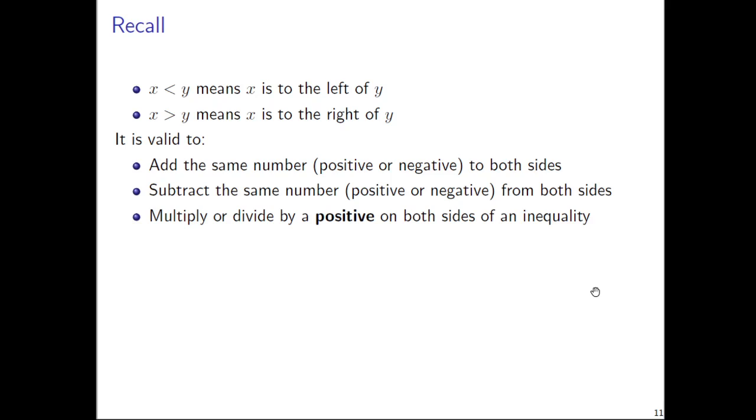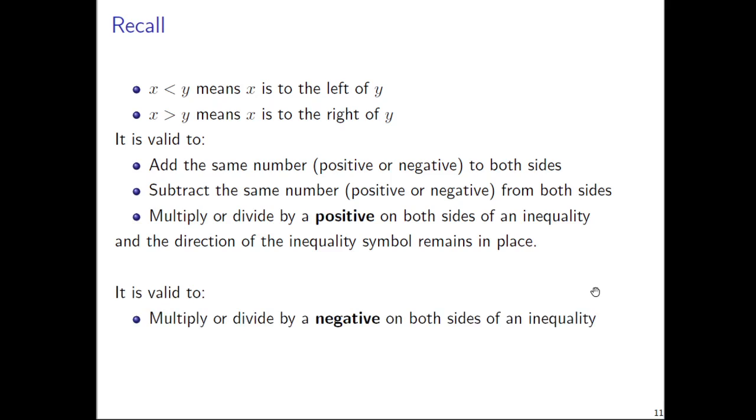Okay, and then it is also valid to multiply or divide by a positive on both sides of an inequality, and none of these actions will change the direction of the inequality symbol. So the direction of the inequality symbol remains. It is also valid to multiply or divide both sides of an inequality by a negative number, but when you do that, that's when the direction of the inequality symbol changes.